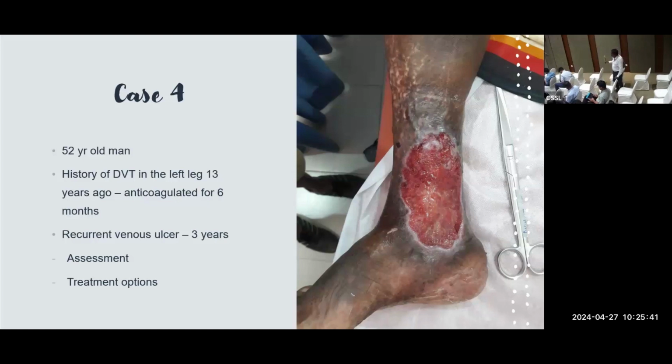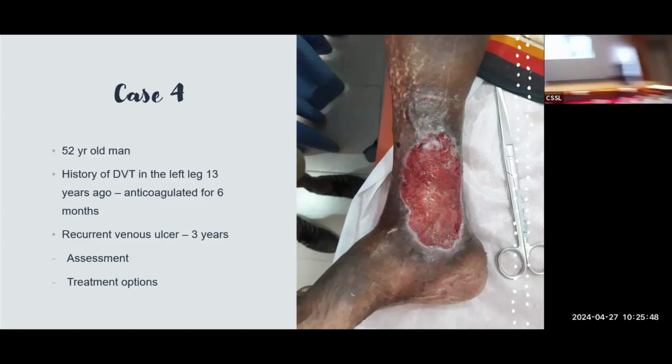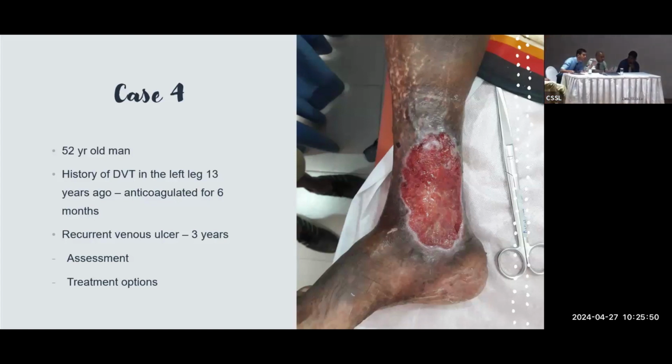There is a question from the online audience. Yeah. There are two questions from Candy. The first one is, what is the evidence for SF ligation without stripping? Resni, would you like to? Yeah.